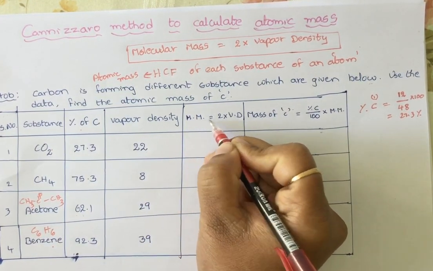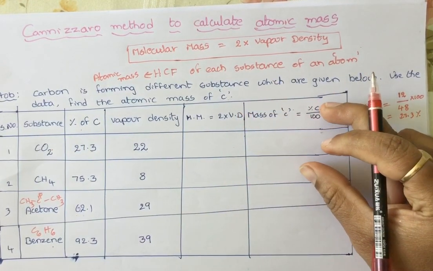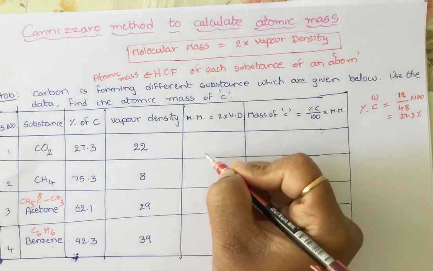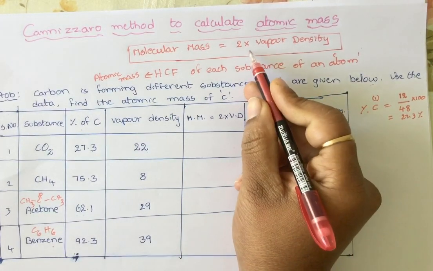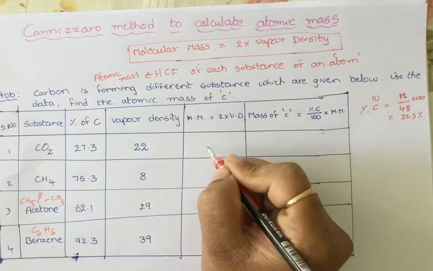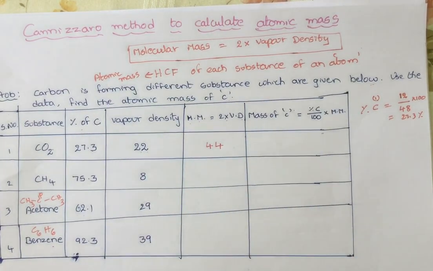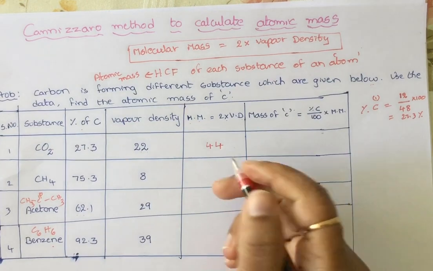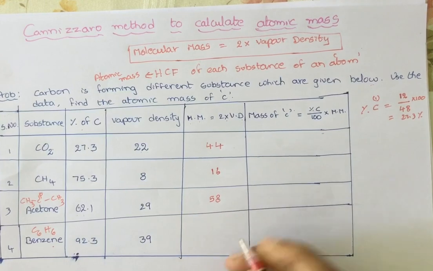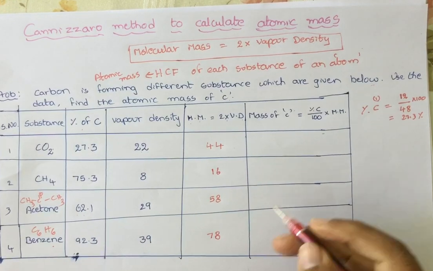So let's calculate molecular mass. You have to take 2 more columns here: one is molecular mass calculation and the other is the mass of carbon in each compound. First, calculate molecular mass by using the formula: molecular mass is equal to 2 times vapor density. First one, 2 multiplied by 22, that equals 44. Next is 2 times 8, 16. 2 times 29 is 58. 2 times 39 is 78. So we calculated molecular mass using this formula.